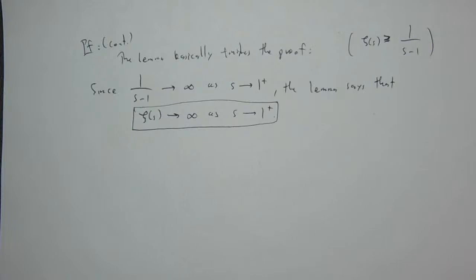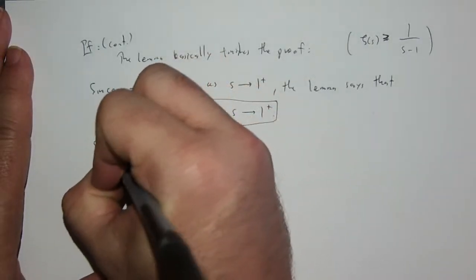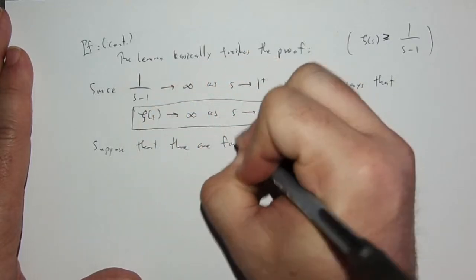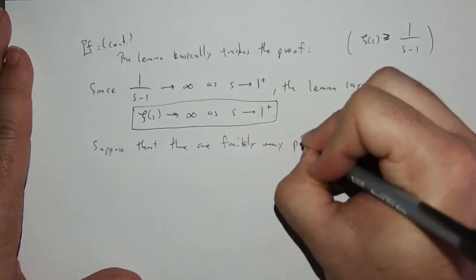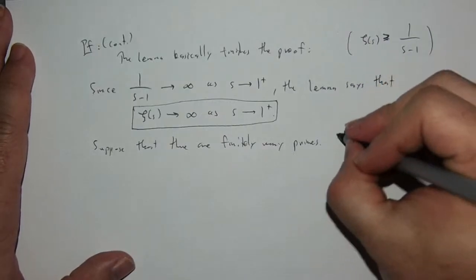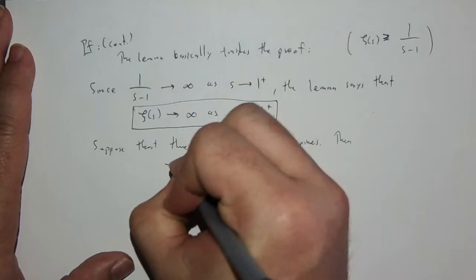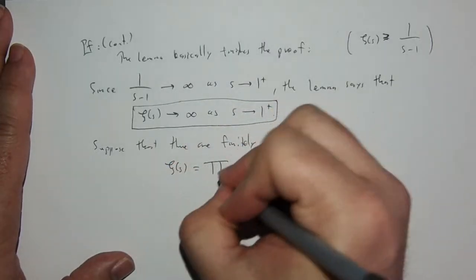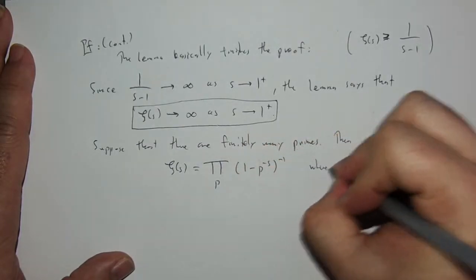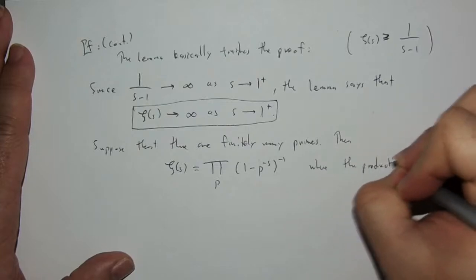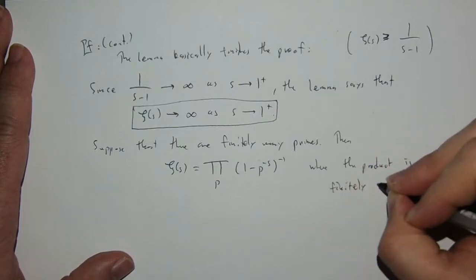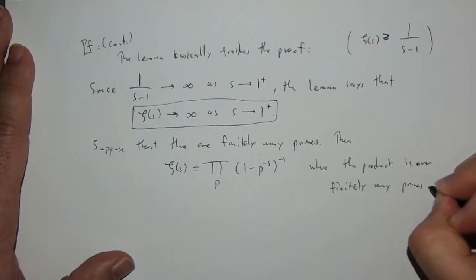All right. So then suppose that there are finitely many primes. Then zeta of s equals the product over all the primes of (1 minus p to the minus s) to the minus 1, where the product is over finitely many primes, i.e. it's a finite product.